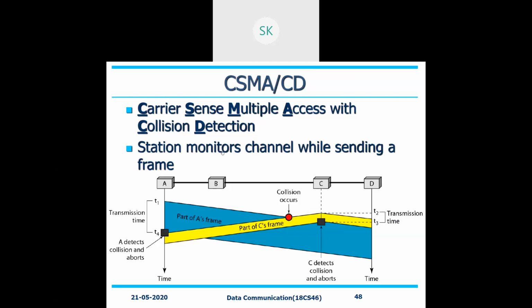Okay, so this is nothing but carrier sense multiple access with collision detection. In this, the station monitors the channel while sending a frame. A, B, C, D are the stations. T1, T4, T2, T3 are the time durations that we are using. What are T1 and T4? What are T2 and T3? You need to just analyze it.